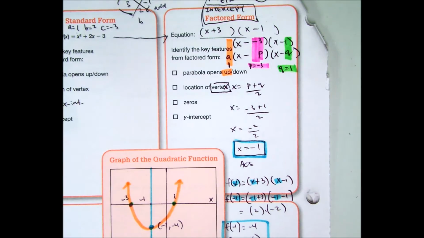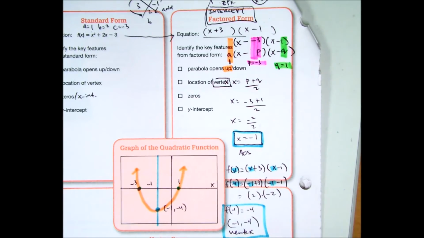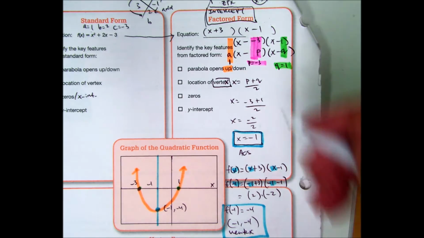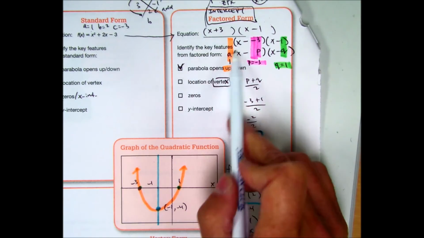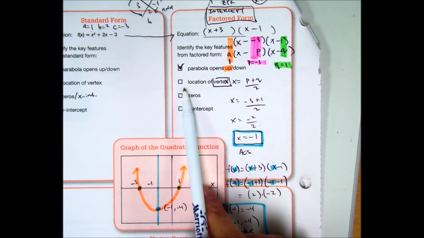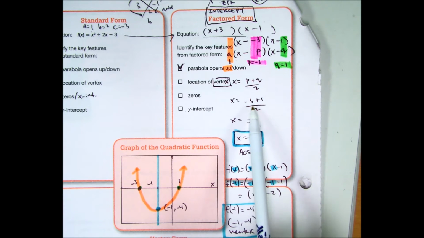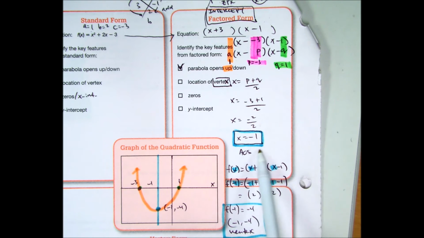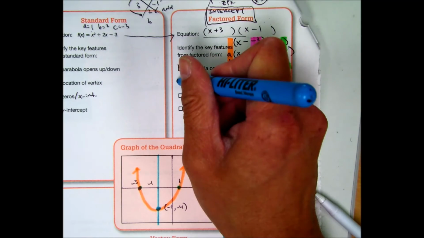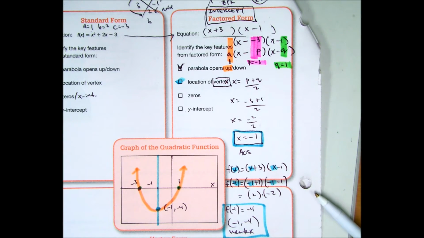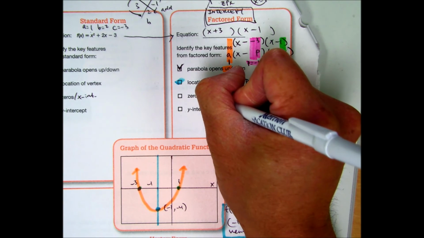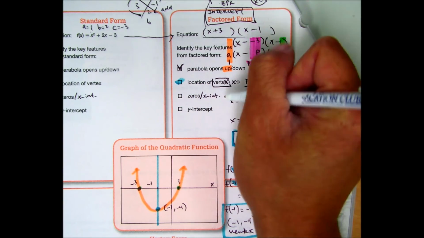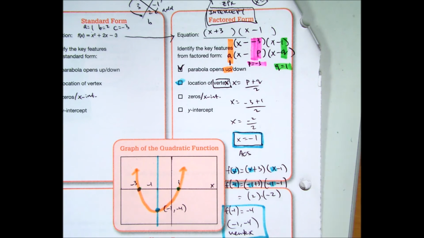And so when I graph this here in factored form, let's go through a couple of things. I can find out very easily if it opens up or down by focusing on the a value. Finding this vertex was not easy, was it? I had to use p plus q, find an x value, substitute it in, not too fun. I don't really want to find the vertex though. The zeros, another word for the x-intercepts, using zero product rule, that was actually really easy.